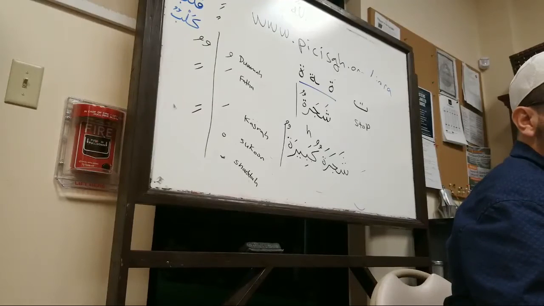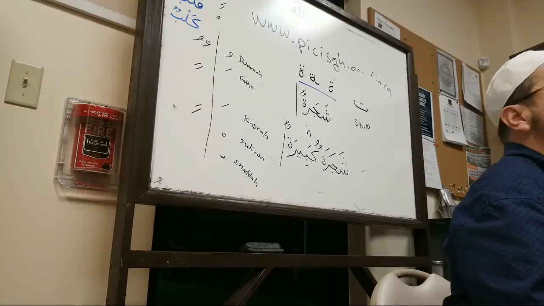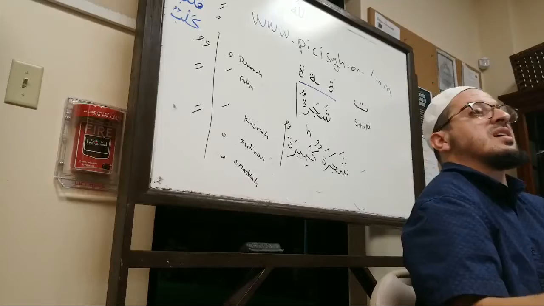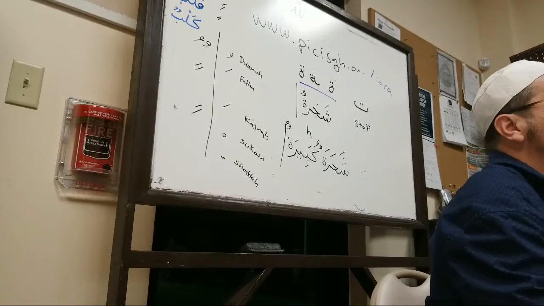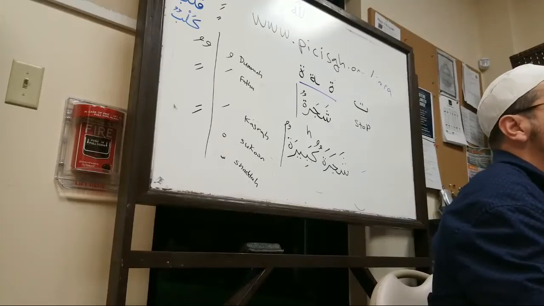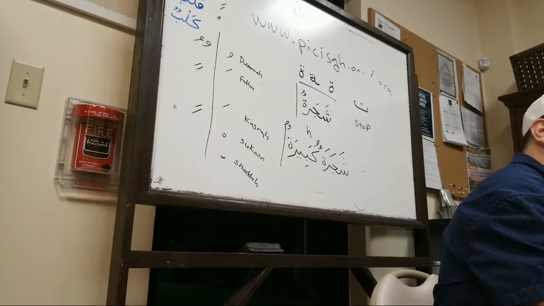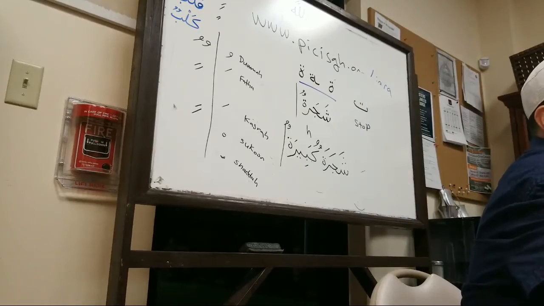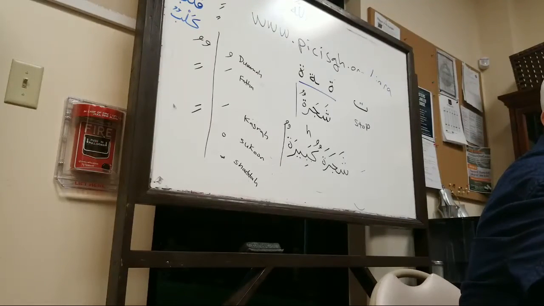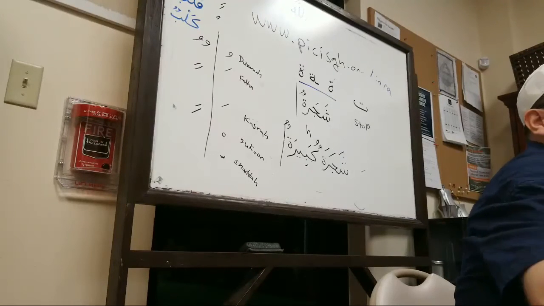So is this letter technically an H or a T? It's a T. Okay. So it's called the T that's tied up. Ta marbuta. Linguistically, marbuta means tied up, rabata. Okay, so ta marbuta. I finally get what that is. I learned that before and I had no idea.